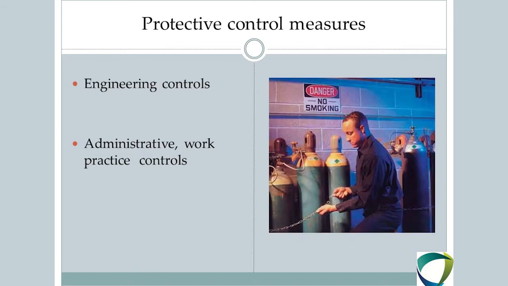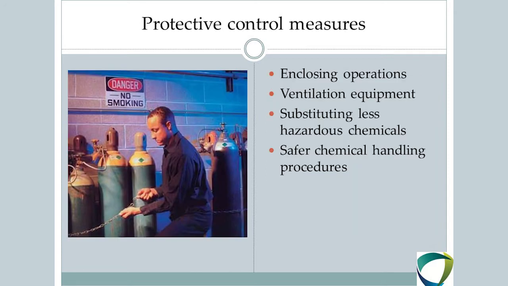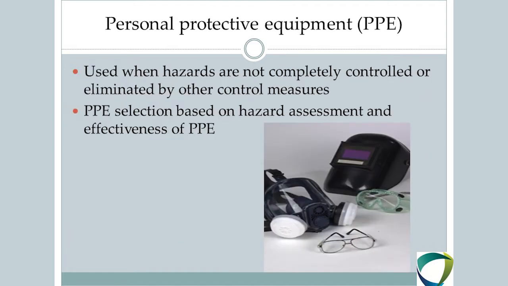Hazards can be reduced or eliminated through the use of engineering, administrative, and work practice controls. An example of an engineering control would be to install ventilation equipment to reduce exposures. An administrative control could be substituting less hazardous chemicals or implementing a chemical handling procedure. If the hazards cannot be completely controlled or eliminated through other measures, personal protective equipment is used.